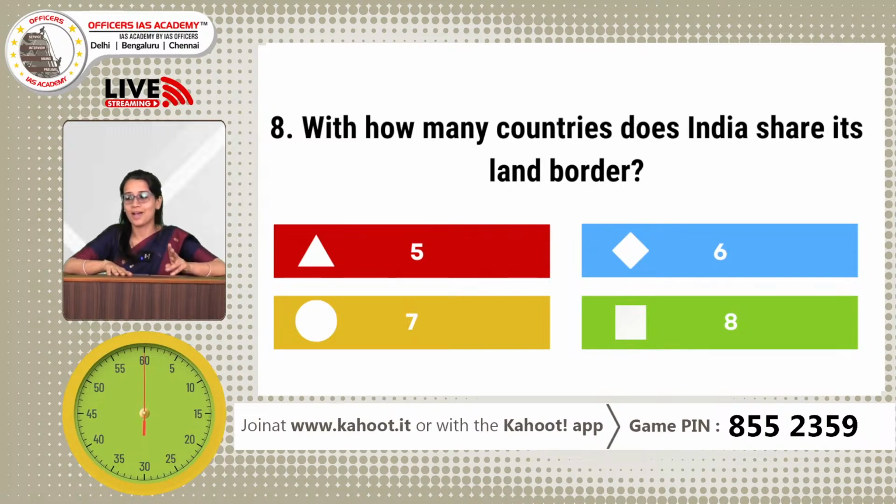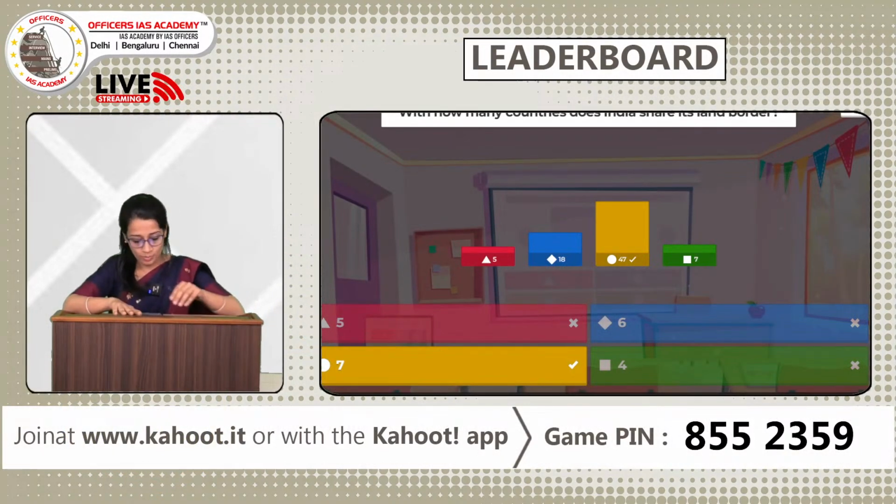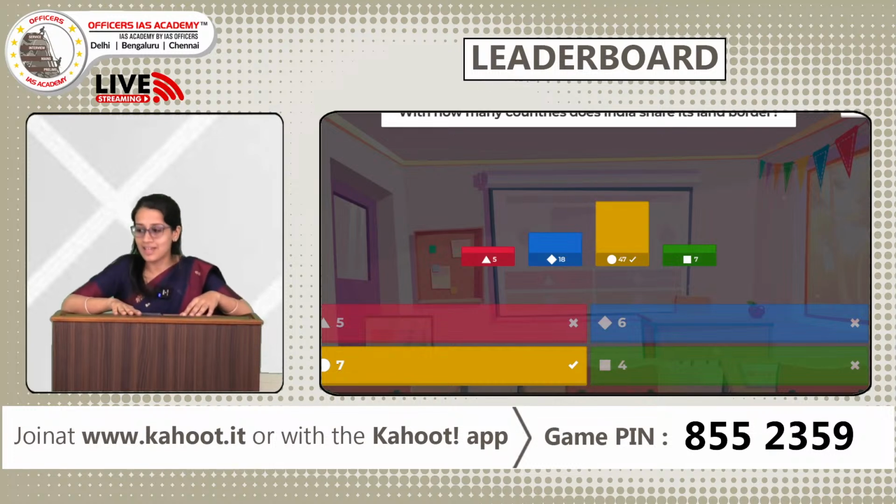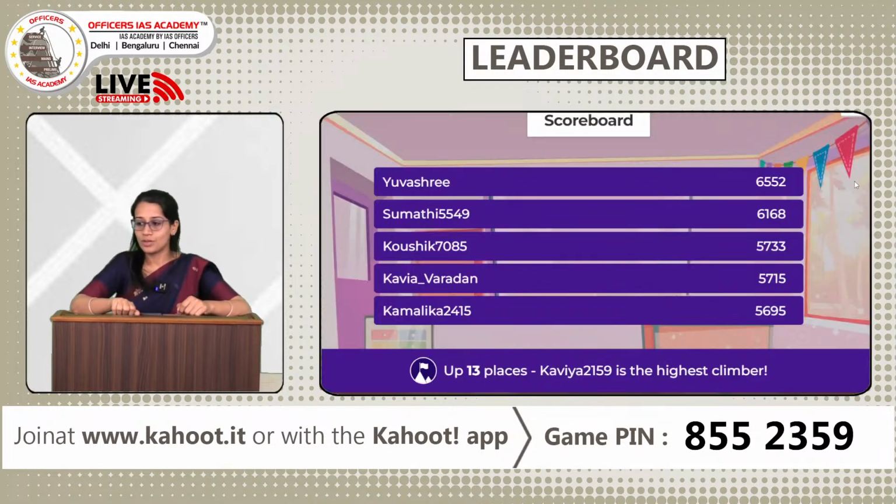Three, 2 and 1. So the correct answer is C, 7, and it's interesting to see that most of you have got it right. So if you quickly recollect, we have Pakistan and Afghanistan on the western side, we have China, Nepal and Bhutan in the north, and then we have Bangladesh and Myanmar in the east. Now we will move on.